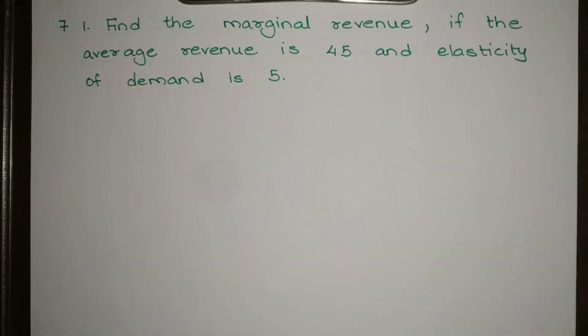ठीक है. Find the marginal revenue if the average revenue is 45 and the elasticity of demand is 5. So we have to find RM and we are given RA and we are even given eta. ठीक है. तो अपने पास एक फॉर्मूला है ना which connects these three.